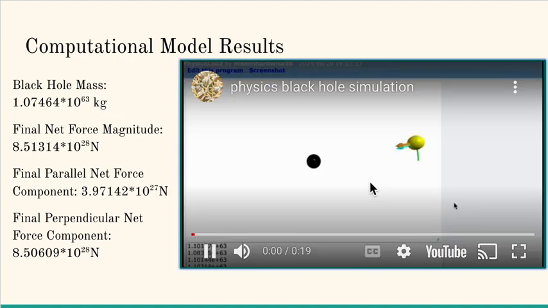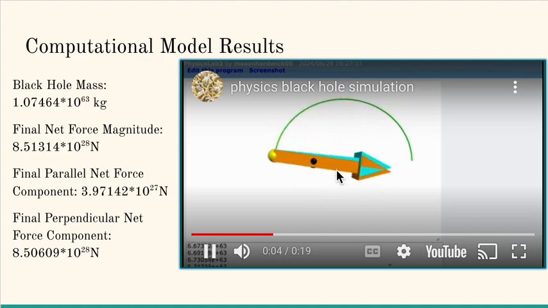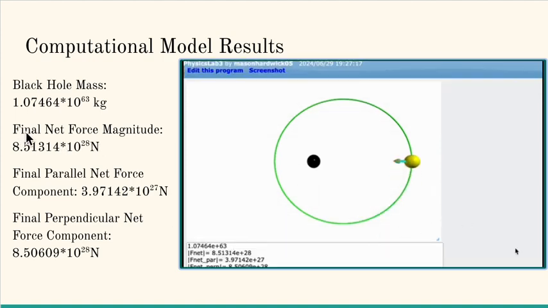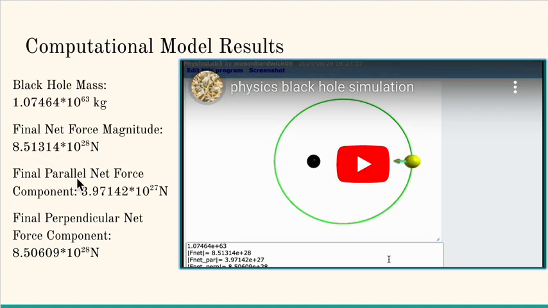Here's a visualization of that model of the star orbiting around. As you can see, the magnitudes of the force change with relative position to the black hole. These are also calculated: the final magnitude of the net force, the final parallel component of the net force, and the perpendicular component of the net force.